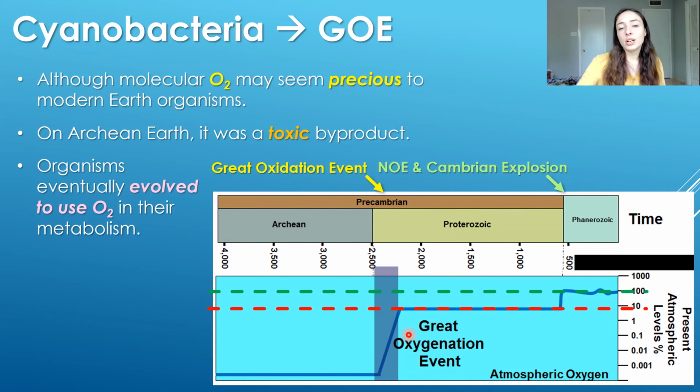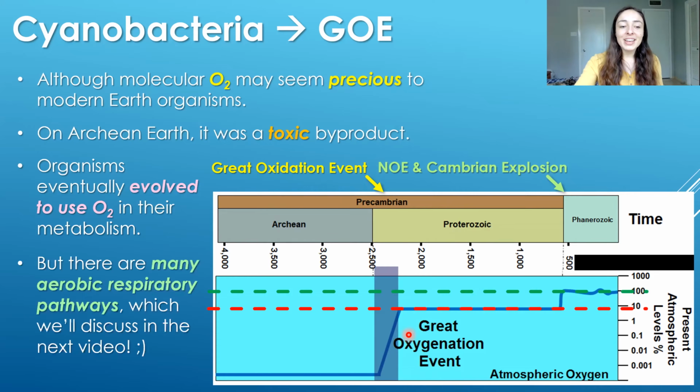But eventually, organisms did evolve to use molecular oxygen in their metabolism, obviously. So we will talk more about the many aerobic respiration metabolic pathways, which there are more than one, more than just the way we do it. There are plenty of aerobic respiration pathways that use oxygen in metabolism. And we'll talk about those in the next or an upcoming GeoBio video. I'm not sure if it'll be the next one.